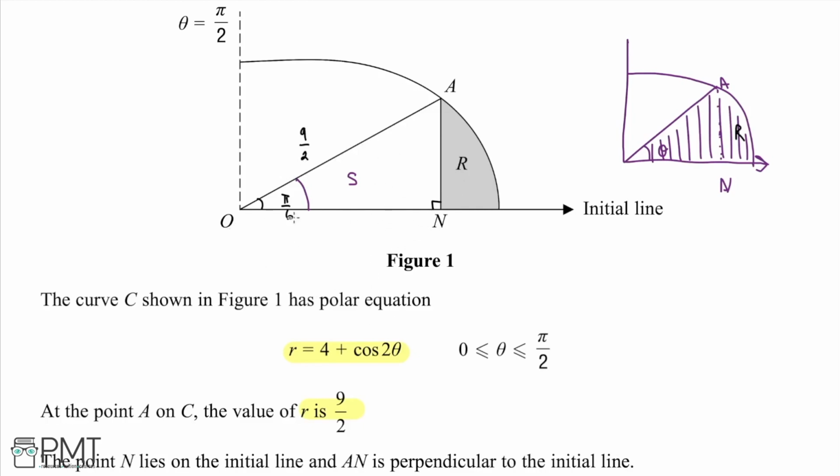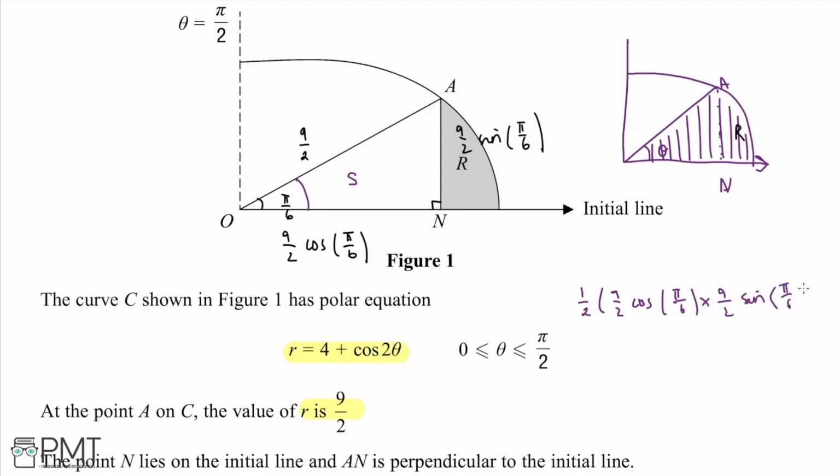Well, we know that the length of ON can be calculated by doing 9 over 2 times cos pi over 6. And the length of AN can be calculated by doing 9 over 2 times sine of pi over 6. And thus the area of the entire triangle can be calculated by doing 1/2 times 9 over 2 times cos pi over 6 times 9 over 2 times sine pi over 6. So that's the area of OAN.